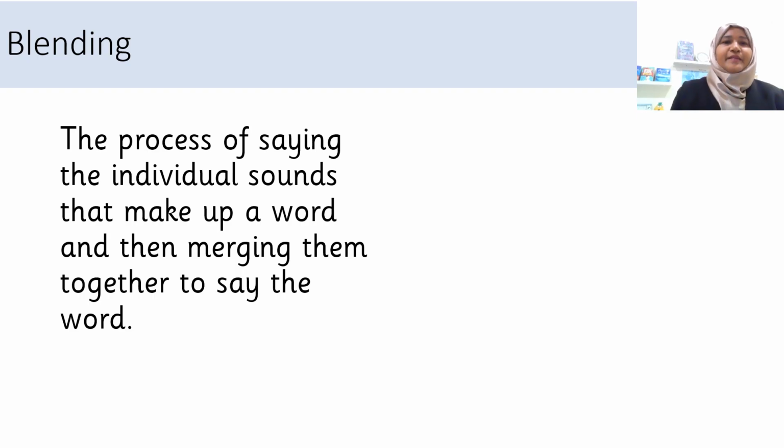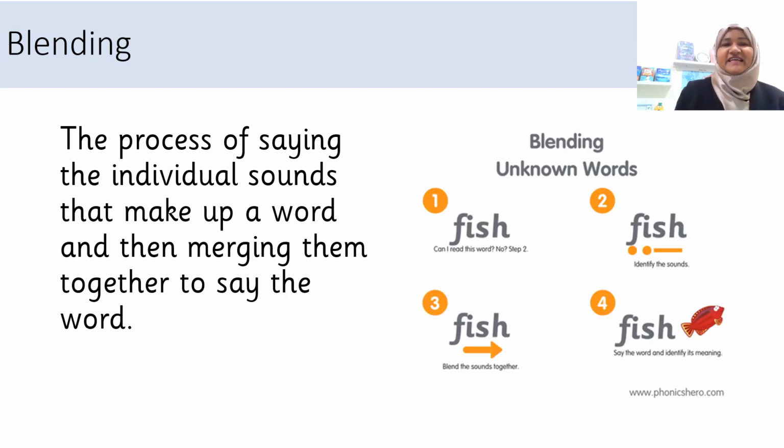Blending. Blending is the process of saying the individual sounds that make up a word and then merging them together to say the word. For example, if you didn't know how to read fish, you sound out the letters individually, or sound out the sounds like f, i, sh, fish. So you blend them together, say the word and identify the meaning.